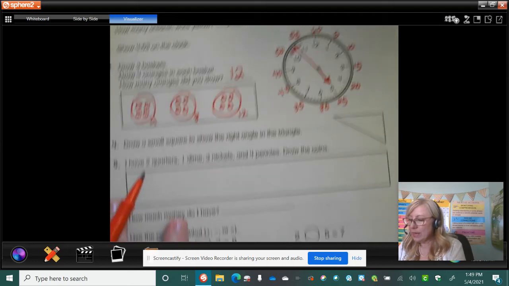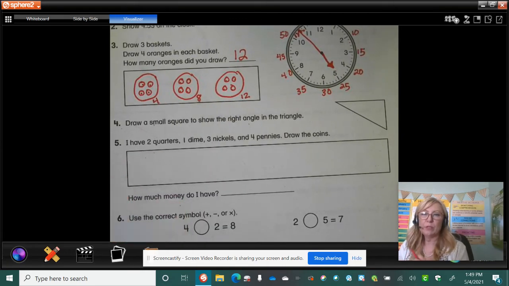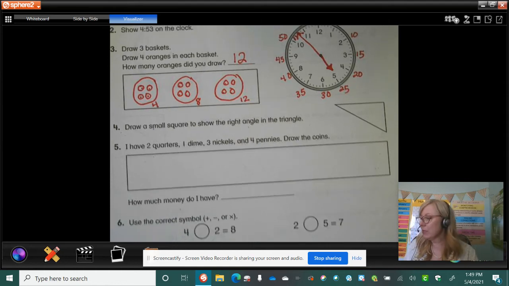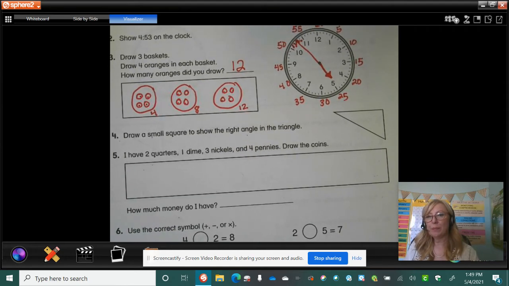Okay, number 4. Draw a small square to show the right angle in the triangle. So we need to figure out where the right angle is in this triangle. And remember, we draw that little square in the corner and it makes a perfect square. I want you to go ahead and try that and then check yours against mine. You can hit pause if you need time to think, or I'll just wait a couple seconds and then I'll do it.